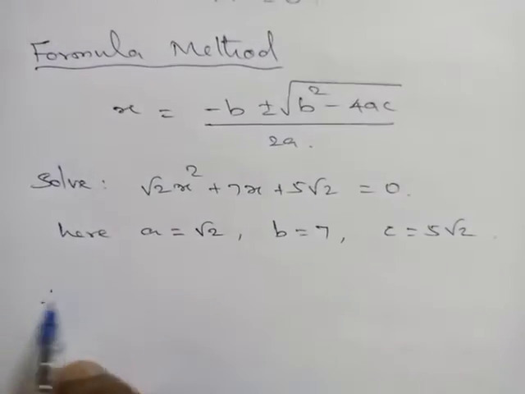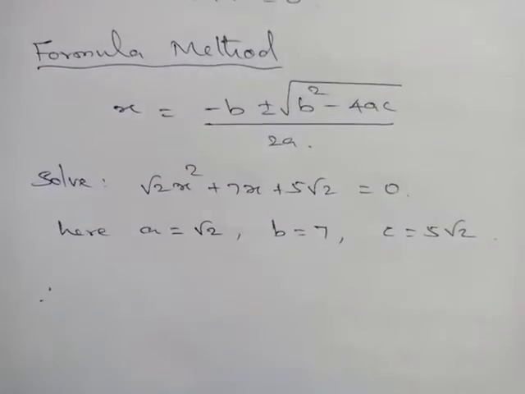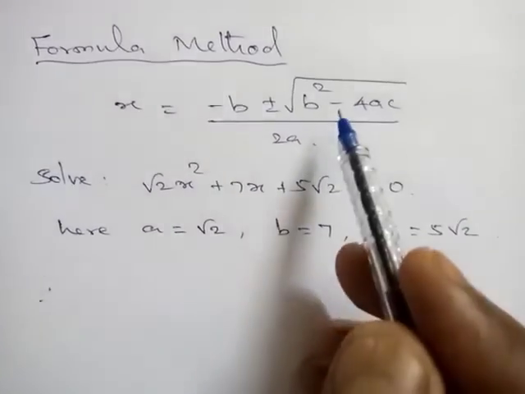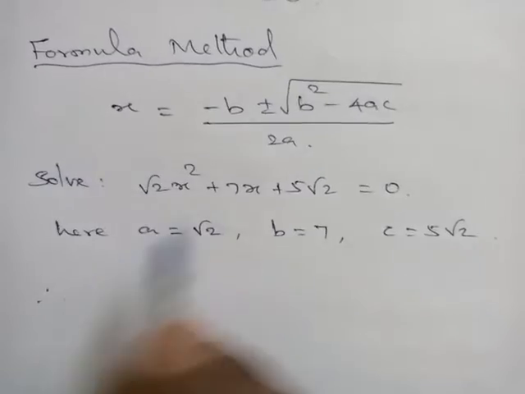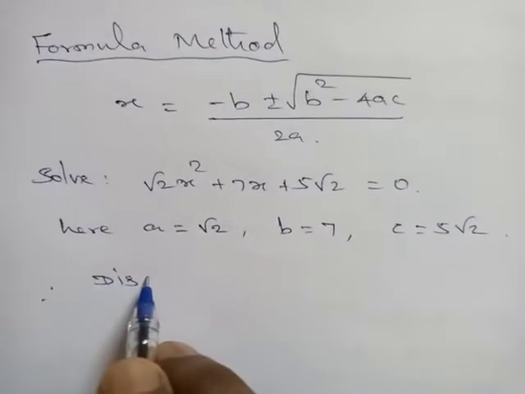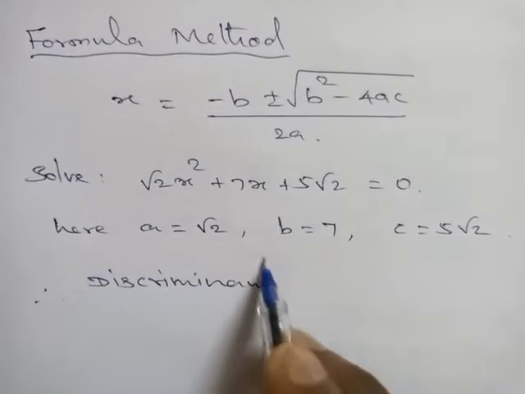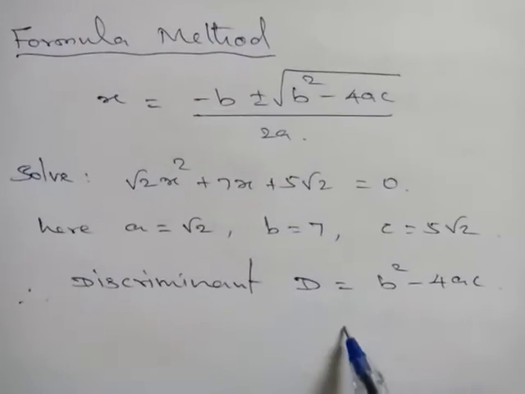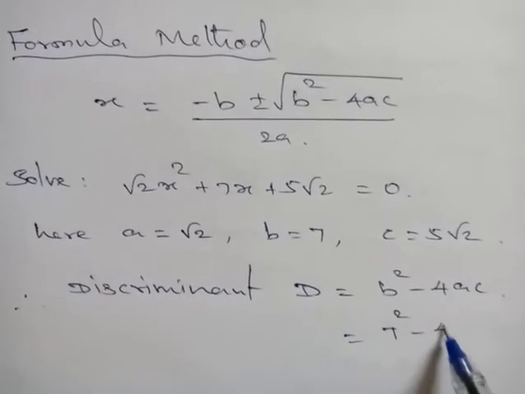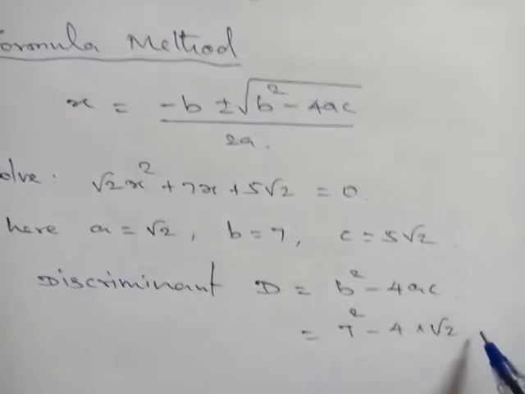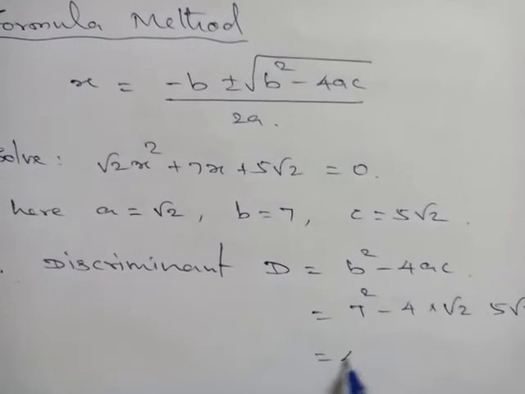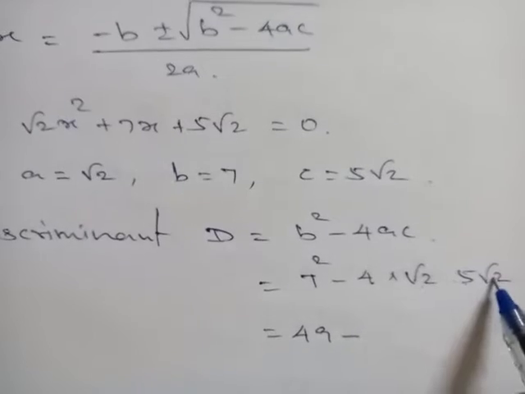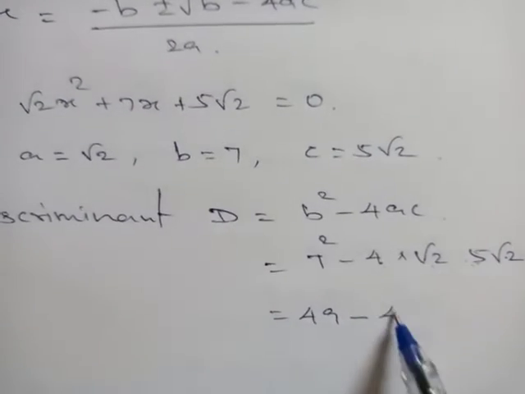Therefore directly we can write this, or one more thing we can do: first find the value within the root, b square minus 4ac, right? First find this value, which is called the discriminant. D is equal to b square minus 4ac. So what is b here? 7. So 7 square minus 4 into a value root 2, c value 5 root 2, right? So what will you get? 49 minus 4 5s are 20, 20 into root 2 into root 2, which is 2. So 4 5s are 20, 20 into 2 is 40. So this becomes 40.